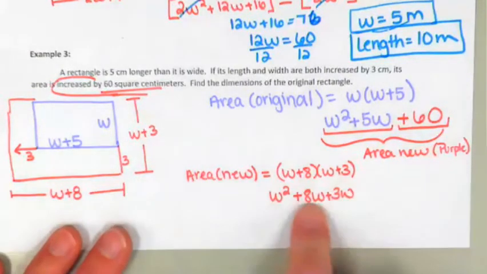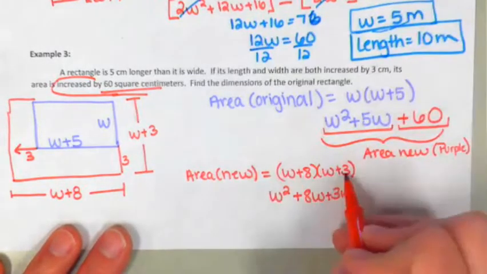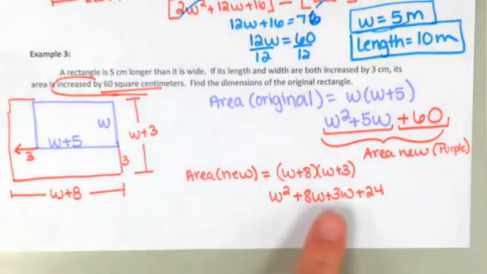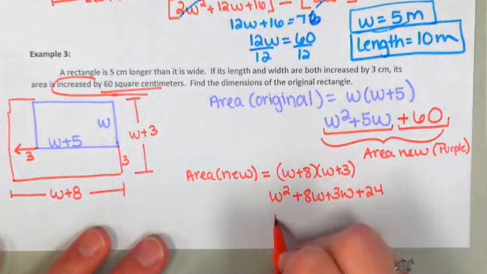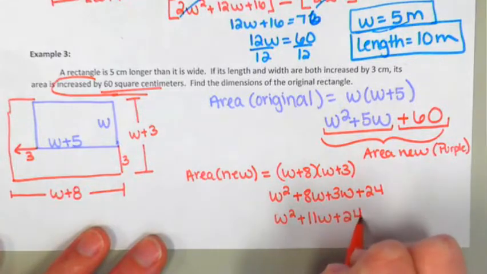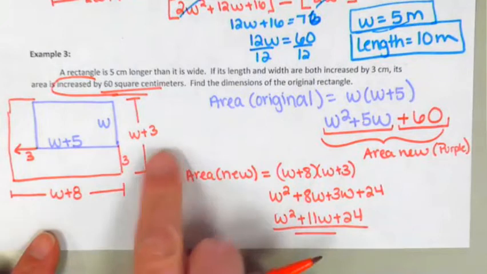Does it matter the order these are in? No, he just spells FOIL wrong. And then 8 times 3 is 24. So can I combine like terms? Yes, what's 8W plus 3W? 11W plus 24. All right, so this is the area of my new with the new dimensions, right?